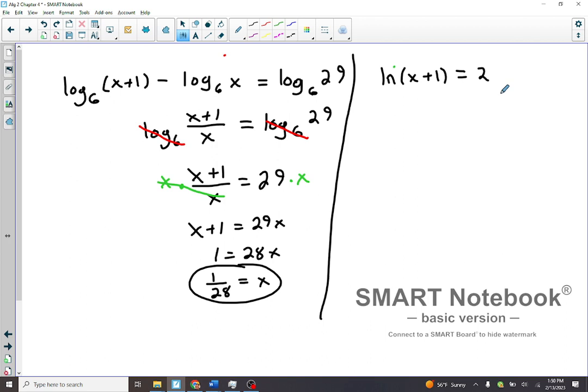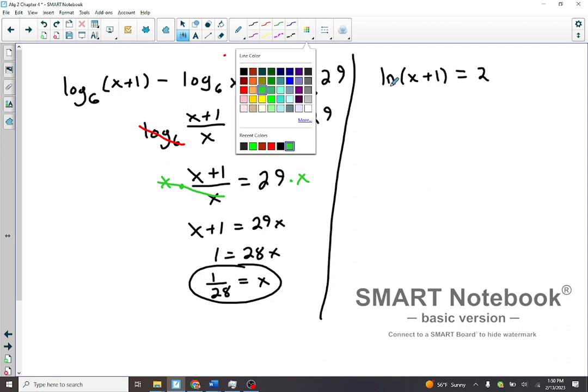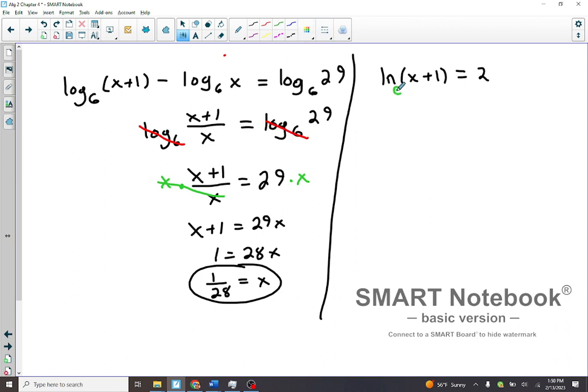All right. So when you deal with ln, ln is a very special log. ln is log base e. So if it's log base e, and there's no log on both sides, it's extra special, so I move it to the other side.